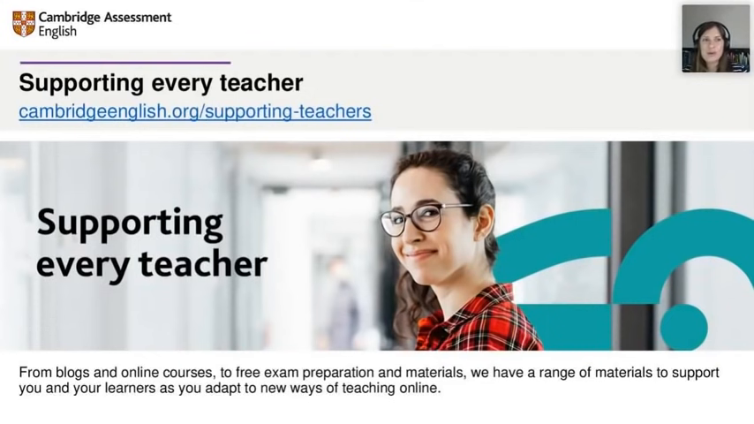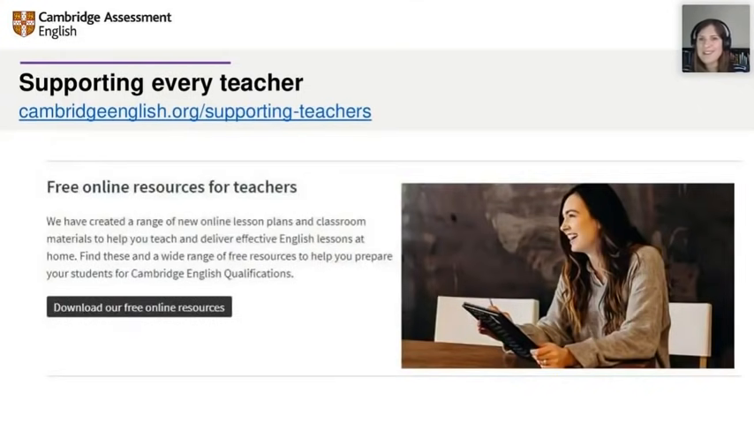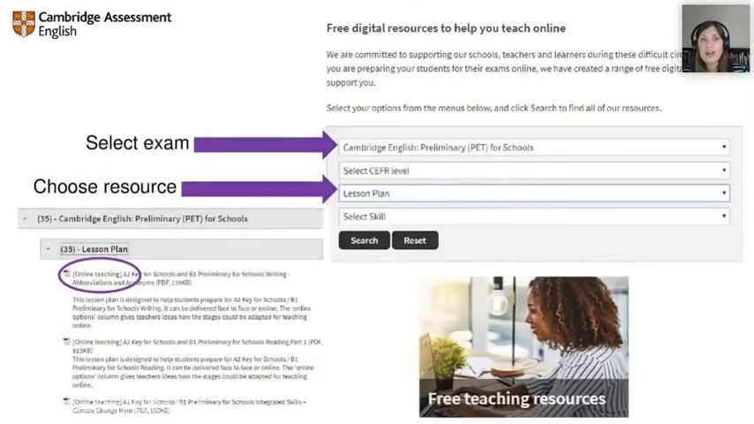So if you go to Supporting Every Teacher, this is our landing page where we have all of our resources to help you with the adjustment to teaching online. If you go to this website, you'll see underneath this picture another picture with a link to download our free resources. Once you click on download our free resources, you will get to a page that looks like this. This is a very helpful resource finder.